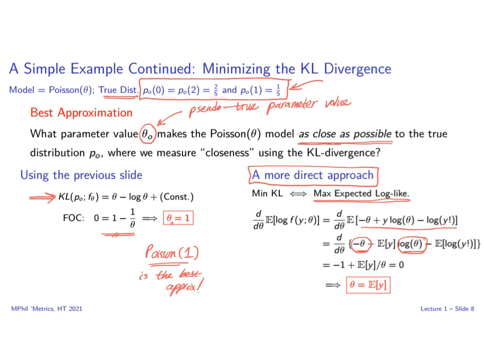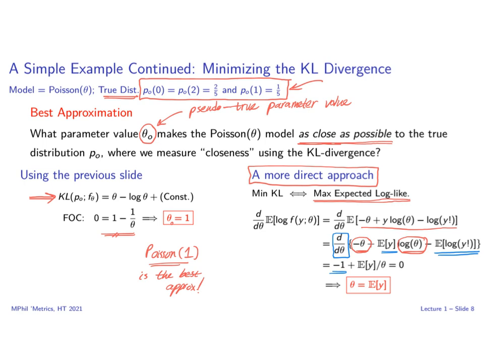So let's ask ourselves about a different kind of constant. Which bits and pieces are constants with respect to the optimization problem? Well, the expectation of the log of y factorial does not involve theta. So we can just ignore that, and we can focus on the remaining terms. If we differentiate minus theta with respect to theta, we get minus 1. And if we differentiate the expectation of y times log of theta, well, the expectation of y does not involve theta. That's just some constant. So we're just differentiating the log of theta. We get 1 over theta.